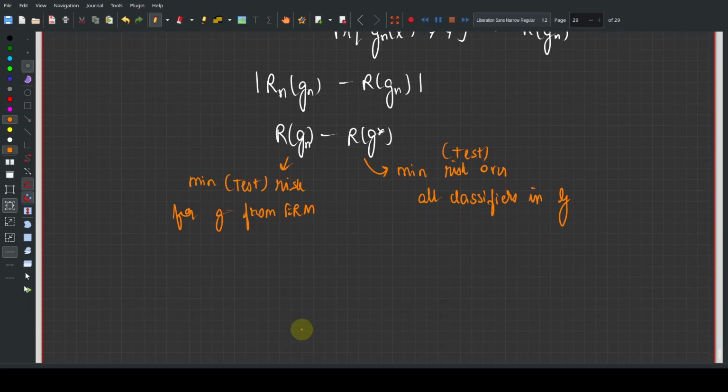Right, so our goal is to somehow get bounds on this particular quantity. Now, if we were able to show that R of Gn is close to Rn of Gn and R of G star is close to Rn of G star, then there's some... right? So the goal is to show that R of Gn minus R of G star is small, right? Or in other words, try to find out what is that n. So what is the minimum number of samples required to ensure that R of Gn is very close to R of G star with high probability.